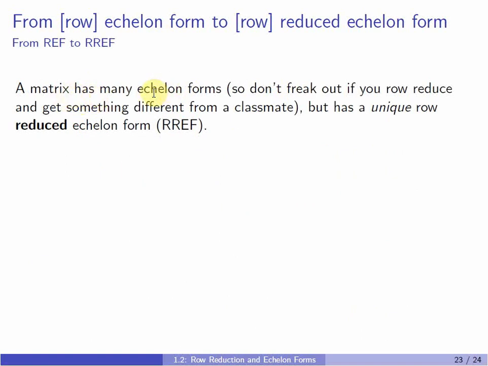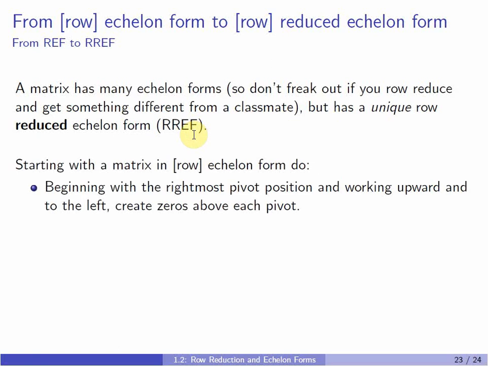Again, I want to emphasize that there are many echelon forms. So if you have a question where you have a matrix and you just need to get into echelon form, don't freak out if your answer is different from a classmate's when you're comparing your row echelon form, REF, to somebody else's. But if the instructions are to get a reduced row echelon form, or RREF, then there's only one, right? So everybody should obtain the same answer.